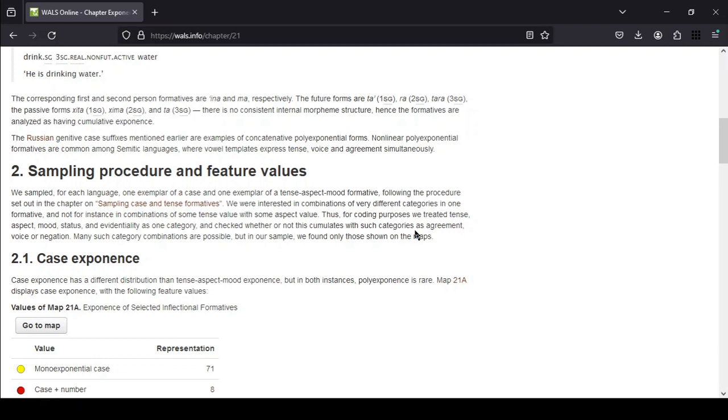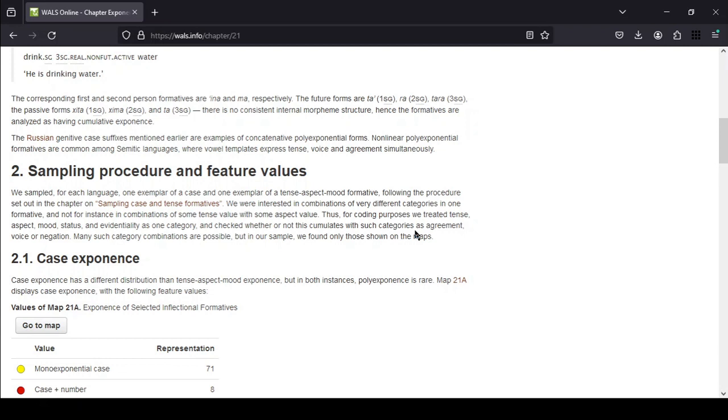The Russian genitive case suffixes mentioned earlier, examples of concatenative polyexponential form. I feel like I read that wrong. The Russian genitive case suffixes mentioned earlier are examples of concatenative polyexponential forms.